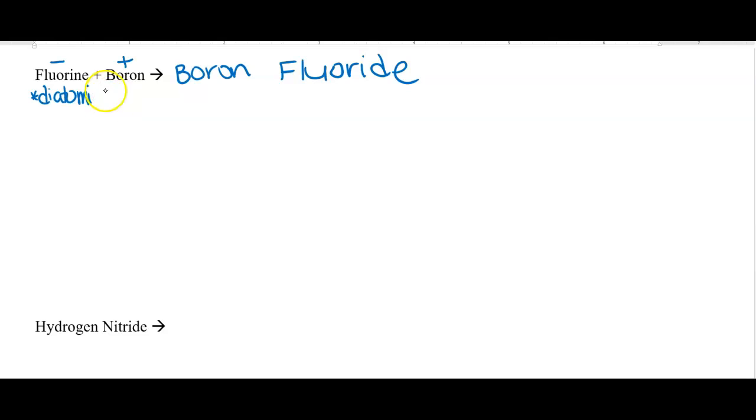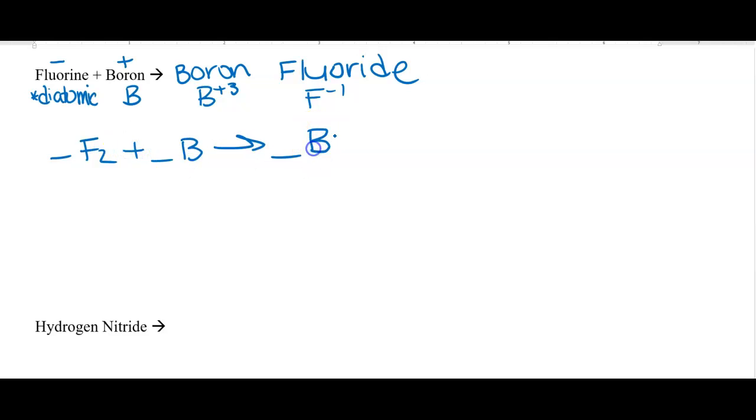Okay. So fluorine is a diatomic. Boron by itself is just normal boron. Nothing special there. And then when we look at the compound, that's when we think about boron having a +3 charge and fluorine having a -1. So there we go. Fluorine by itself, F2, boron. And then because boron is +3 and fluorine is -1, we need 3 fluorines.